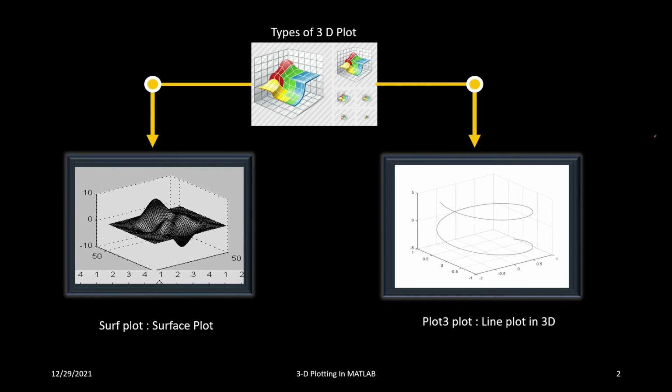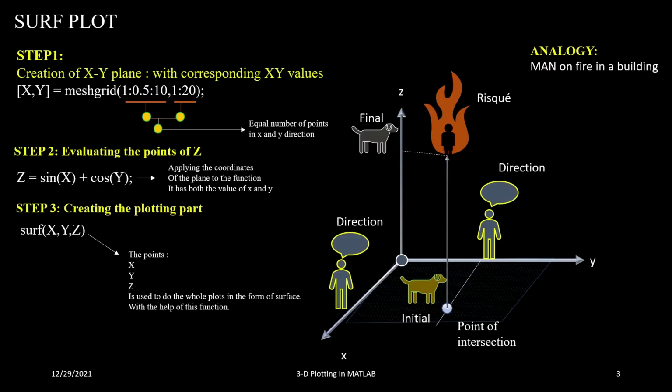There are basically two types of 3D plot in Matlab. It can be done with the help of either a surf plot or a plot3 command in Matlab. Surf plot means surface plot. To do the surface plot, we need to follow three steps, which are represented on the screen.